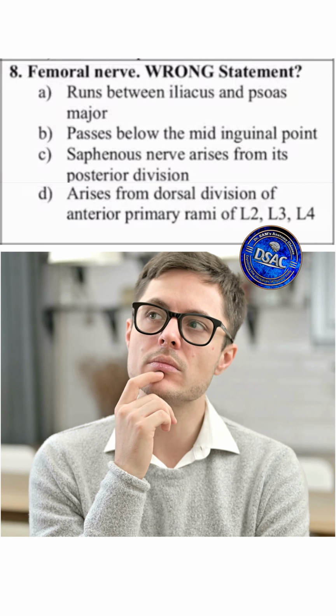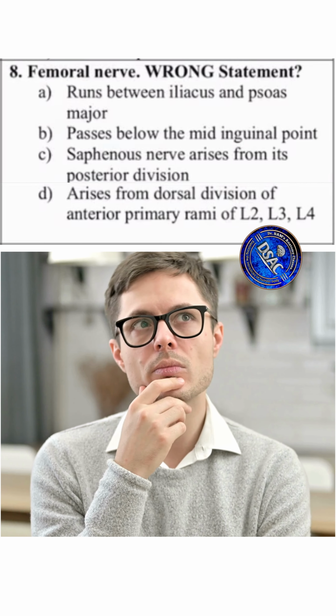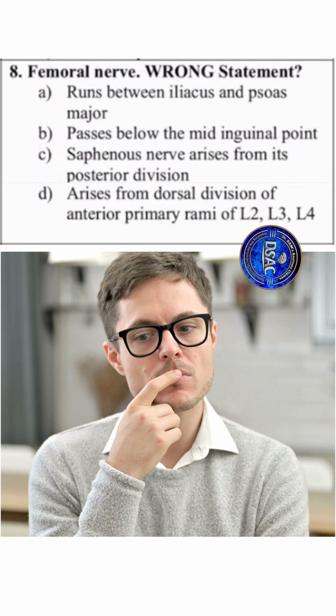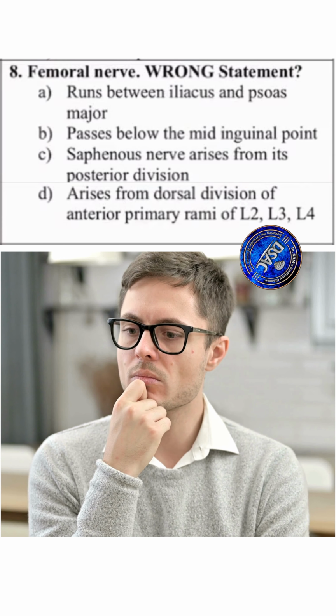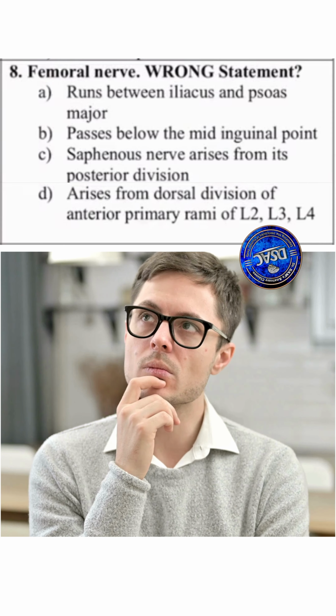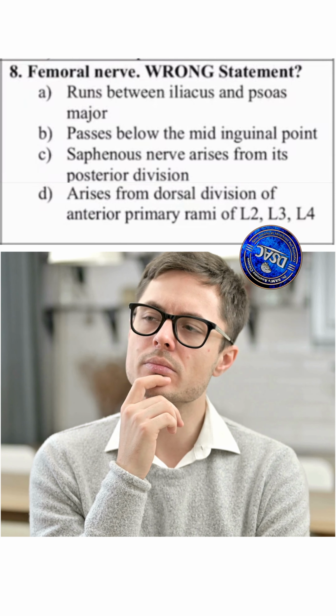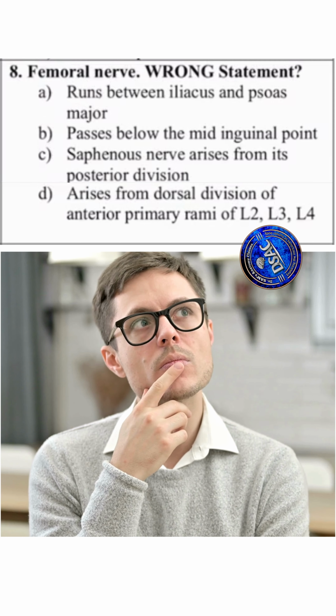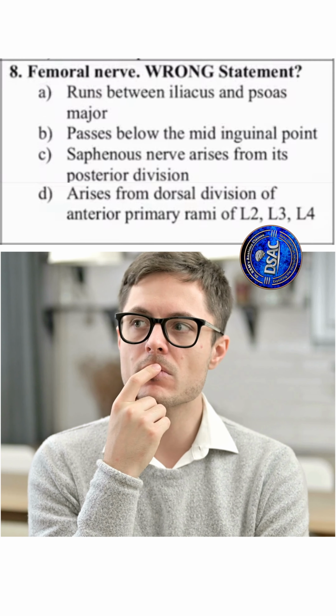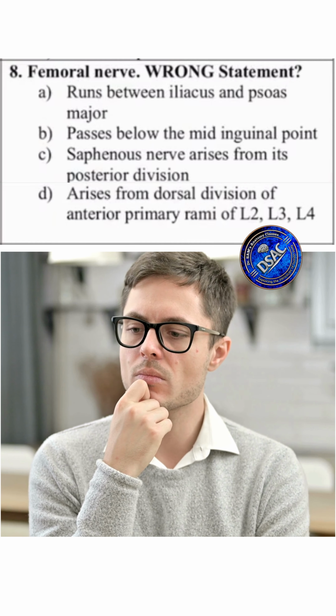Question number 8 regarding femoral nerve. Wrong statement. You have to find the wrong statement regarding femoral nerve. First is that it runs between iliacus and psoas major, passes below the mid-inguinal point. Saphenous nerve arises from its posterior division. It arises from the dorsal division of the anterior primary rami of L2, L3, L4.